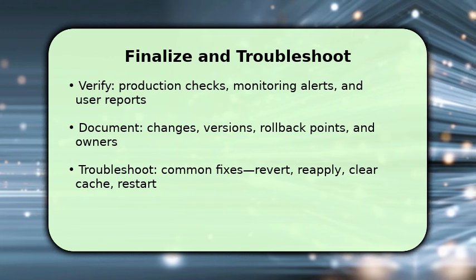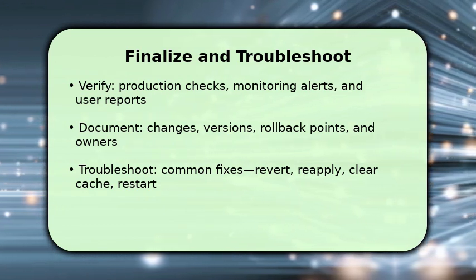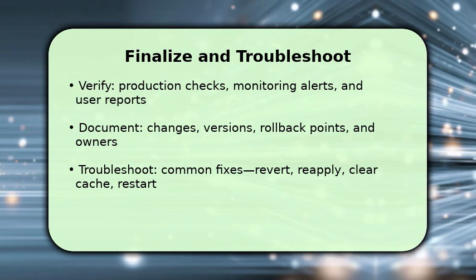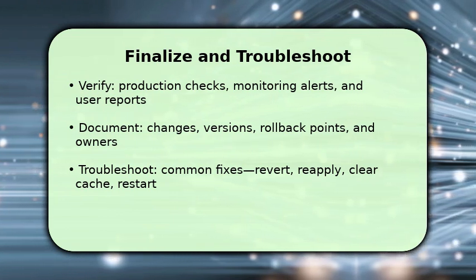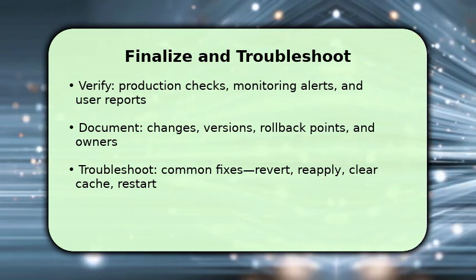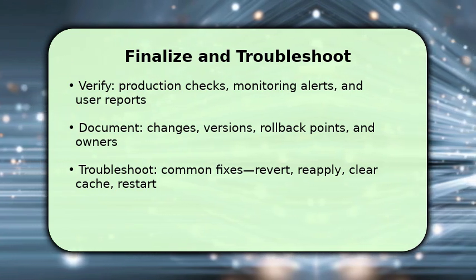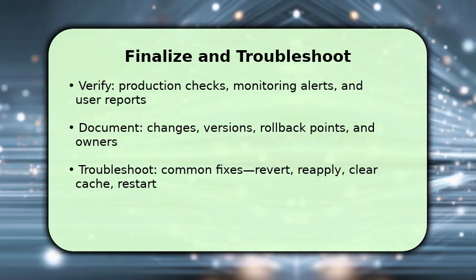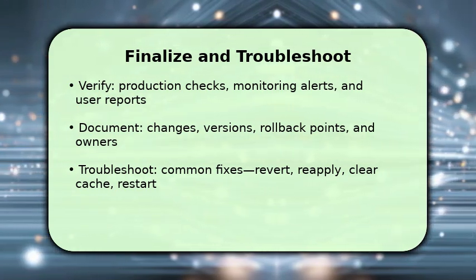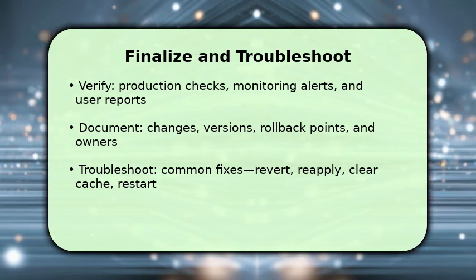If something goes wrong, first use the rollback point. If not available, try reapplying the patch after clearing caches and restarting services, because many issues are transient. One key troubleshooting tip: reproduce the problem in a staging clone before broad fixes, which prevents cascading failures and speeds recovery.